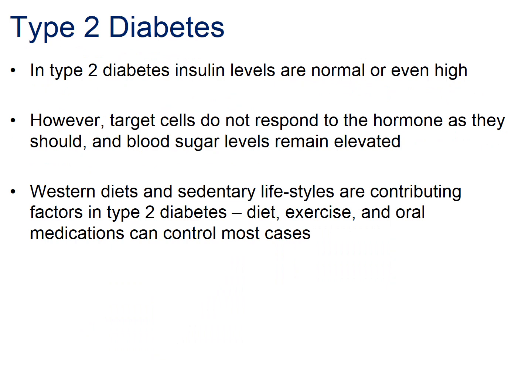Now, type 2 diabetes is a little bit different. It is not an autoimmune disorder. It has to do with more like a lifestyle thing. In type 2 diabetes, the insulin levels are usually normal or even quite high. It has to do with insulin resistance.